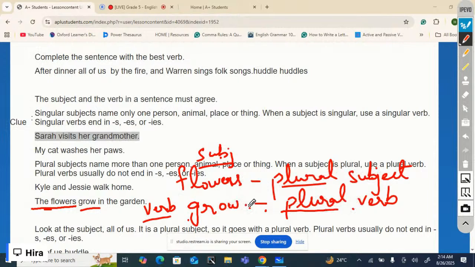No S or ES. Plural verbs do not end in S or ES. That's all. This is the rule. We must remember it, and it's easy to remember. Simple. Just remember, if the subject is singular, use a singular verb. If the subject is plural, use a plural verb.